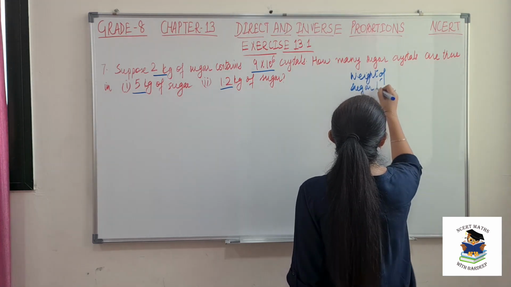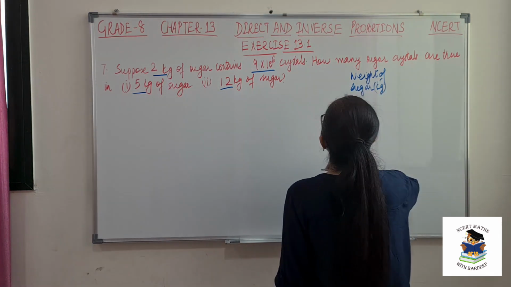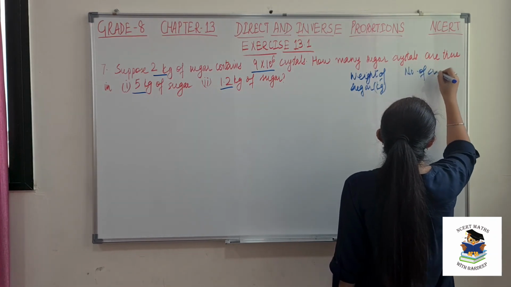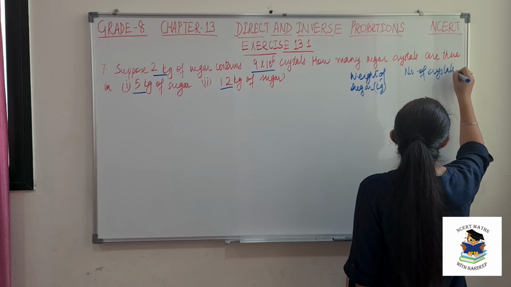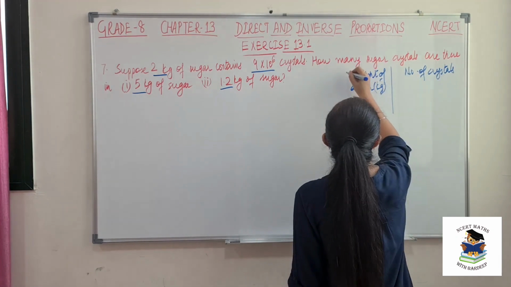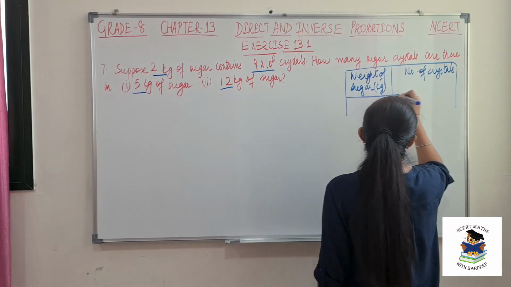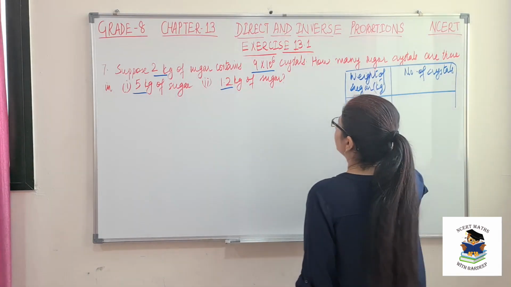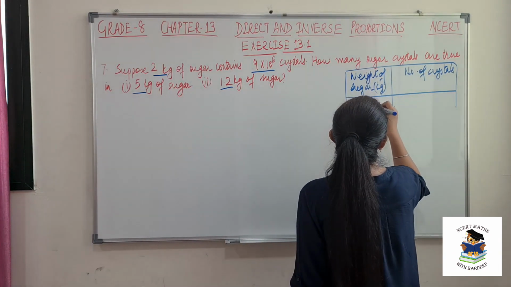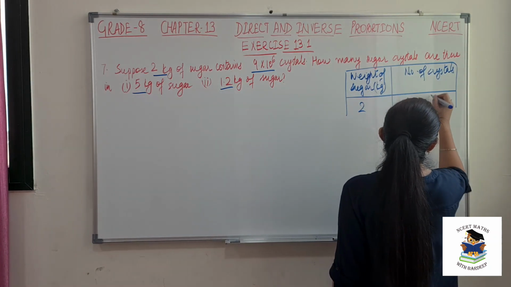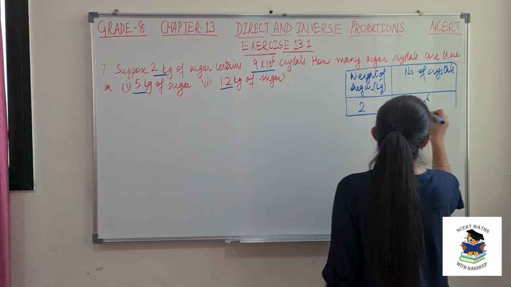Since this is in kilogram, we can write units here. Second is number of crystals. So since these two quantities are again in direct proportion, why? The main thing is, let's first write the values. For 2 kg, it is 9 into 10 raised to power 6.